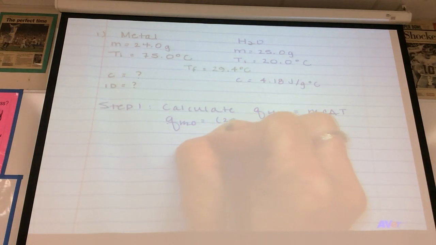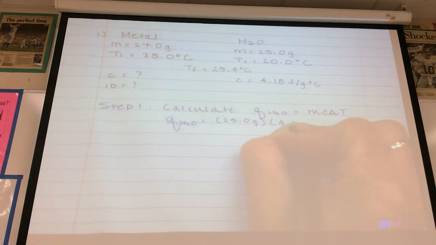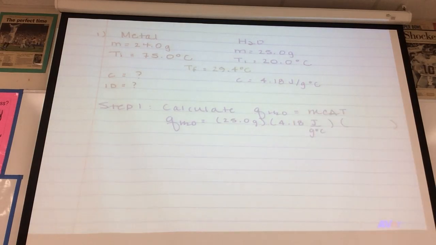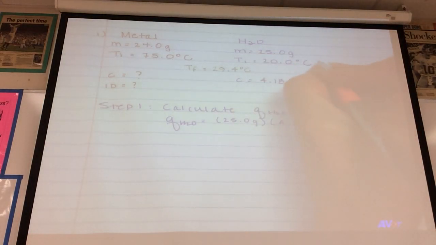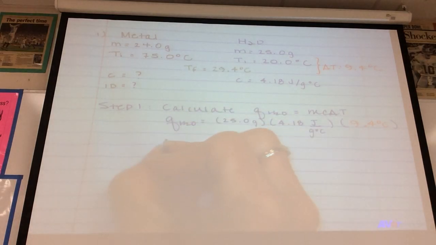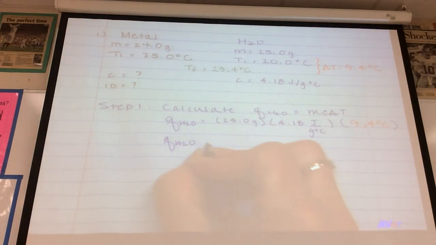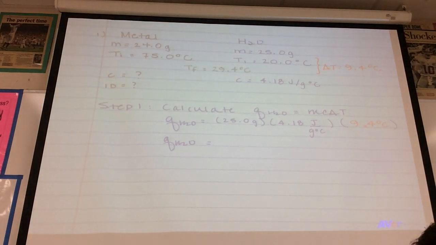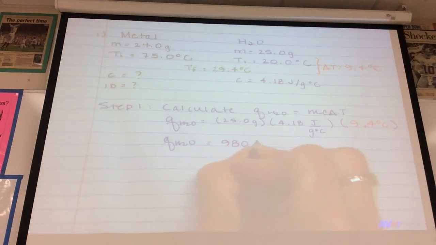The mass of the water is 25 grams. The specific heat of water is 4.18 joules over grams degrees Celsius. Delta T is the final minus the initial. So the delta T for water is 9.4 degrees Celsius. And in 3 sig figs, actually make it 2 sig figs, because when we subtract we maintain decimal places. So in 2 sig figs then, we've got a Q of water of 980 joules.